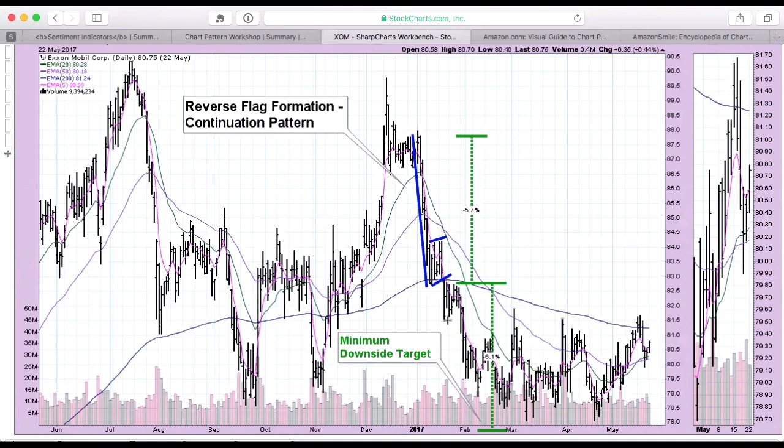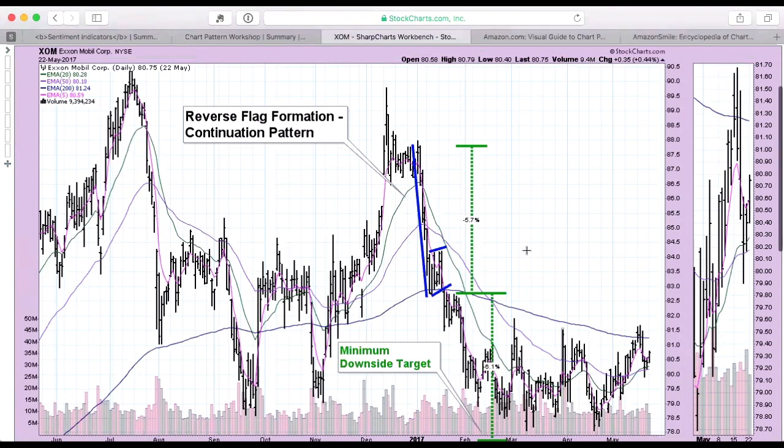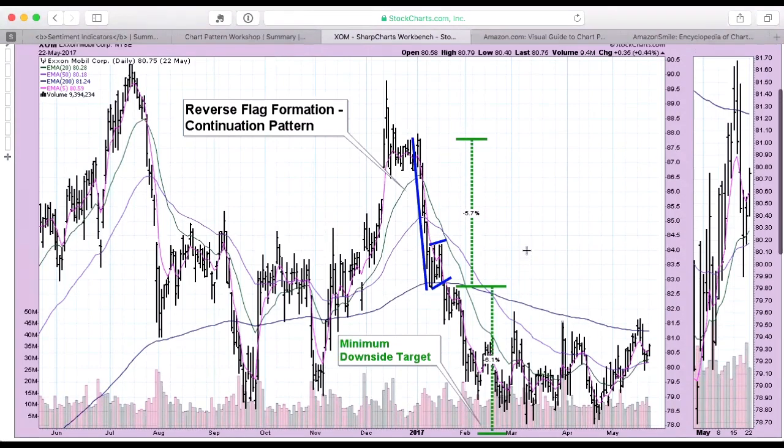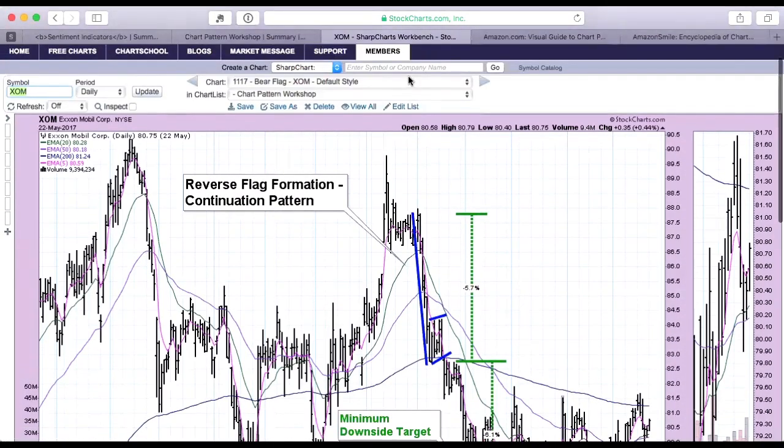Got the breakdown. Where is my minimum downside target? In this case, I used our measurement tool. Don't pay too much attention to the numbers in there. I'm just using it for measurement. But that's the length of the flagpole. And when we got the breakdown, that's where you would calculate. It's the same size, and that's where you get your minimum downside target. And in this case, wow, it came down, found support pretty much right there. Again, patterns don't necessarily work out textbook fashion, but I was able to find a few examples, which was nice, where it did mostly work out. Okay, so that is your bear flag.